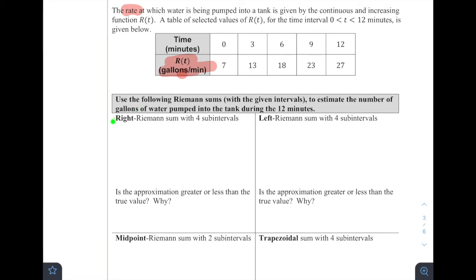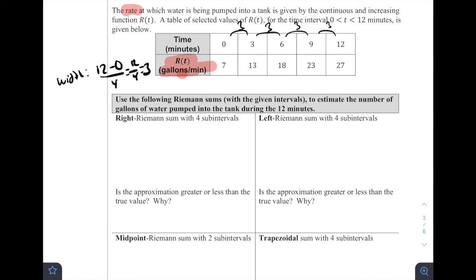If they asked us to find a right Riemann sum with 4 subintervals, we're going from 0 to 12, during the 12 minutes. In this case, optimally, what would the width be? Well, we're going from 0 to 12, so 12 minus 0, and we have 4 subintervals. So that's 12 over 4, which is 3. And we notice that each of these is, in fact, increasing by 3. Now, this is not always going to be the case. Sometimes you don't have the same amount of width each time, and you would need to take that into account.